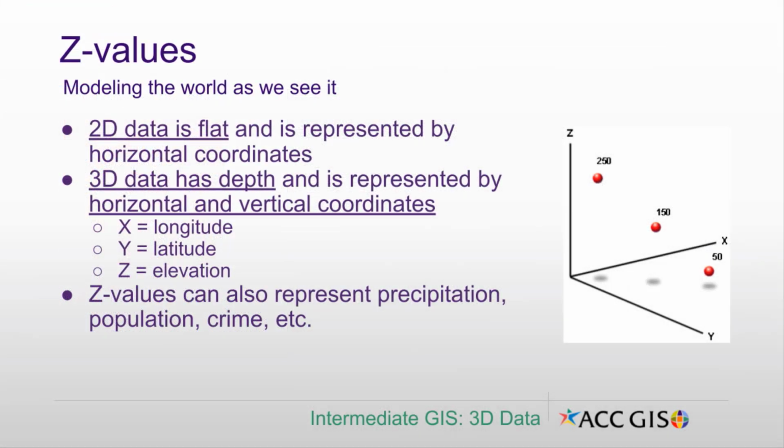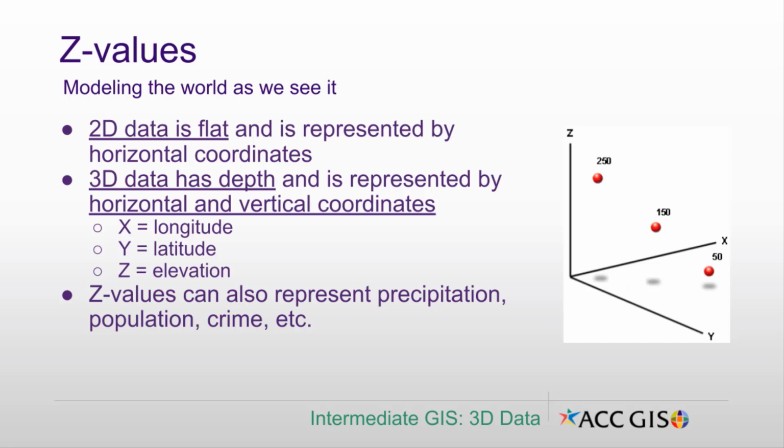So let's back this discussion up all the way to the beginning, which are z-values. Up to this point, we've been using 2D data in this class, and 2D data is flat. It's represented by horizontal coordinates, an X and a Y that might represent, for example, latitude and longitude. And if you look at the diagram on the right, you can see I have an X-axis and a Y-axis, and the shadows of our data points are plotted in 2D on these X and Y axes.